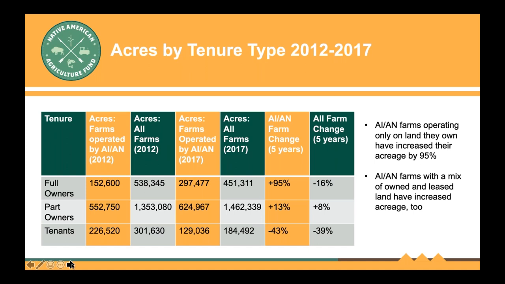This is another really cool thing with the acres by tenure type. So again, you can see both full ownership and part ownership by American Indian and Alaska Native farms have increased acreage. Full ownership significantly at 95%. So what that means is that there's more land in Indian hands or Indian ownership and more Indian operated lands, which is always good.